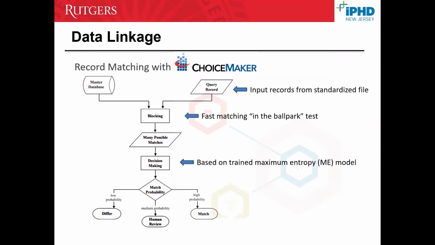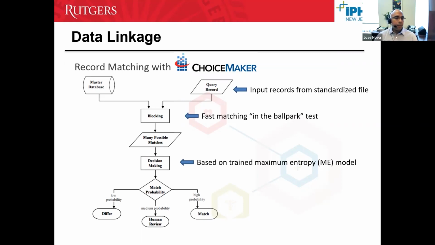The next stage is the more intensive decision-making stage, and this is based on a maximum entropy model or a logistic regression. I will describe this stage in a little more detail with the following example. After this stage occurs, you get an output file that gives you a match probability and outputs the decision into three buckets: a low probability differ decision, a medium probability for human review, and then the match decision, which we think is a high probability the two records are matching.